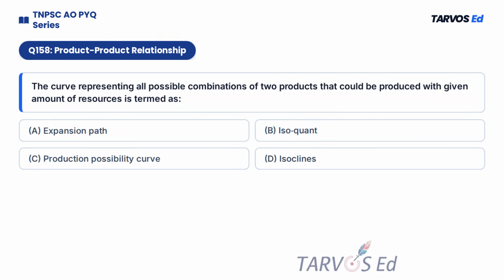Our next question is question 158, again from production economics. It is something related to product relationships. The curve representing all possible combinations of two products. We have already seen this concept before in the same video. It was two inputs, okay. Here we are speaking about two products that could be produced with the given amount of resources. Here the input is fixed, but the output combination is differing. Option A, expansion path. Option B, isoquant. Option C, production possibility curve. And option D, isocline.